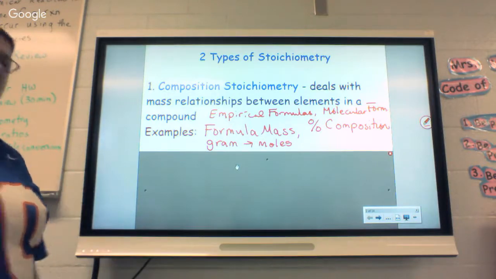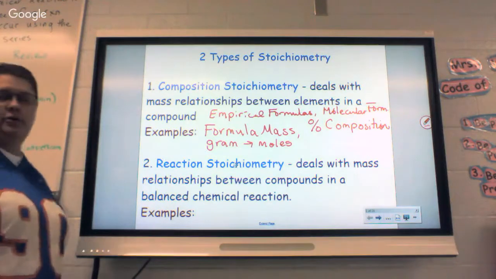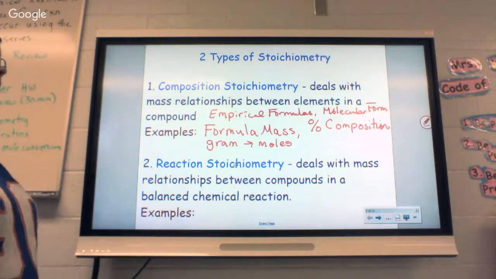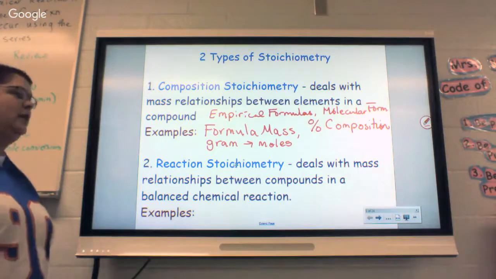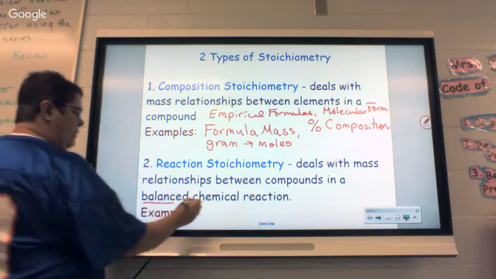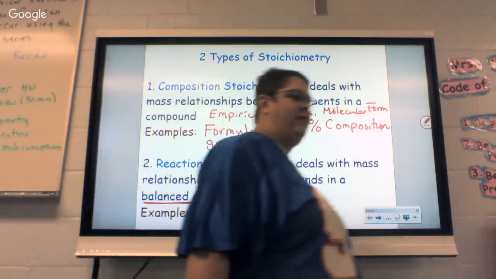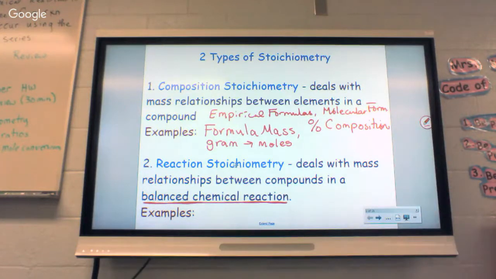Now, the new stoichiometry we're going to do, all right, it's called reaction stoichiometry. It's going to deal with mass relationships between compounds in a balanced chemical reaction. Now, I have been referring to this for a couple weeks now. We've been talking about the fact that moles always had what number in it in a chart? Always had 1. Until we were able to balance the chemical equation.